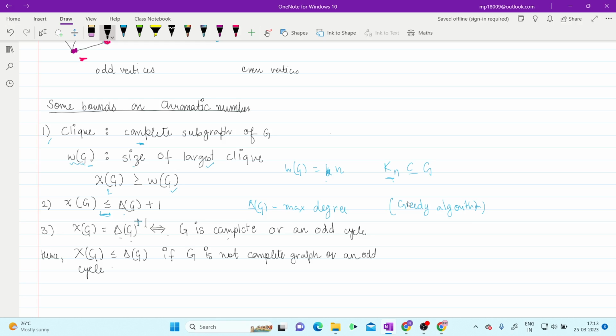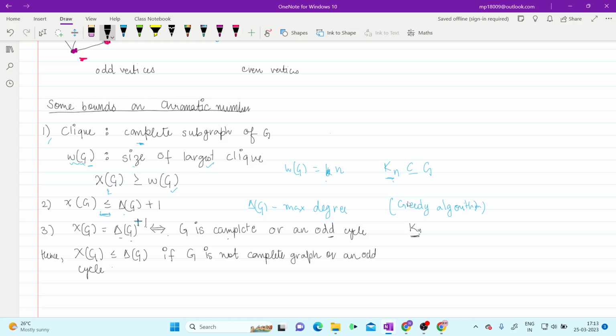So in our previous example we have seen that Kn is a regular graph which has maximum degree n minus 1, but we have seen that the chromatic number of Kn is coming out to be n. So we see that for Kn the chromatic number is equal to maximum degree plus 1. And similarly for an odd cycle, since the degree of each vertex is 2, maximum degree is 2, but we need at least 3 colors to color any odd cycle. So for a complete graph and an odd cycle, this bound is attained.